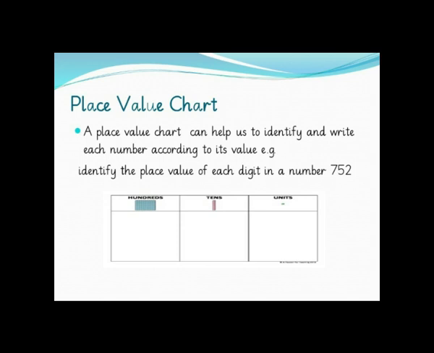752, we have 2 units, which means 2 blocks. We have 5 tens, which means 5 bars. We have 7 hundreds, which means 7 flats. Units will go into the units column, tens will go within the tens column, and hundreds will be written within the hundreds column. In this way, the place value chart always helps us to identify the position of the given digits according to their place value.